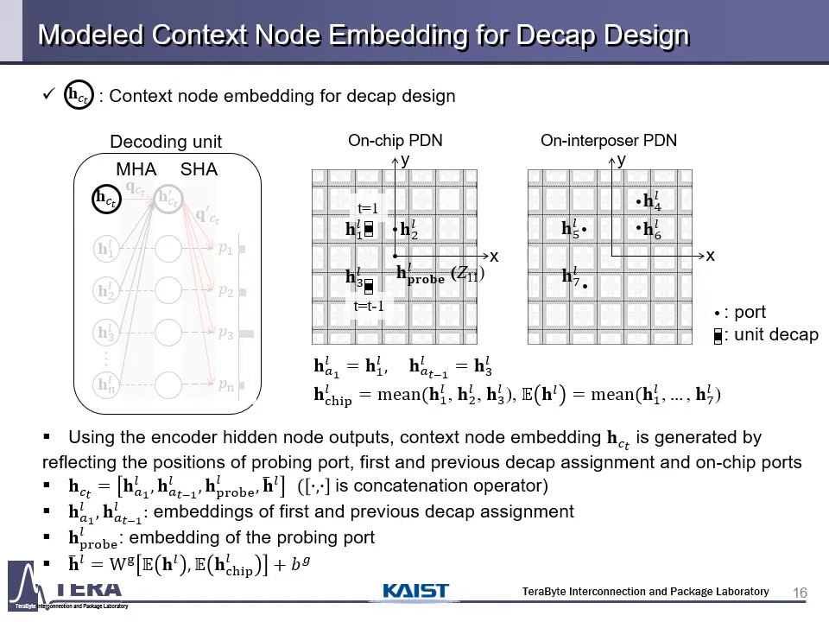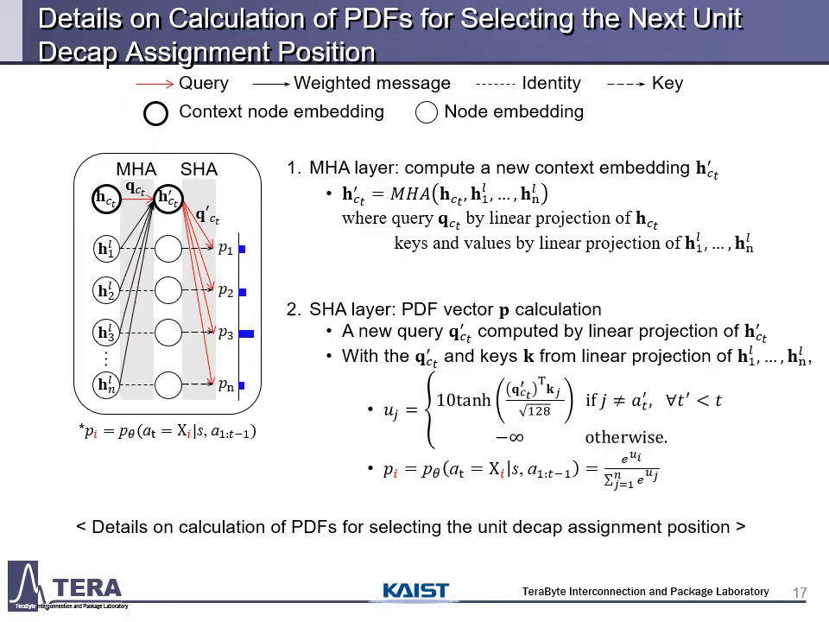One of the most important things in the decoder is modeling the context node embedding because it becomes a query and creates a policy for the next decap by attention mechanism. Therefore, by using encoder node embeddings, context node embedding is modeled to reflect the positions of probing port, first and previous decap assignment position, and on-chip ports. Hence, the context node embedding is expressed as a concatenation of node embeddings of them.